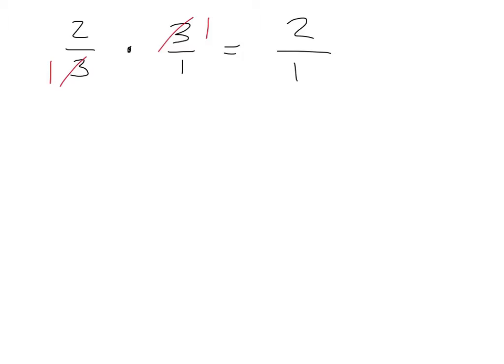And you know, it's not a wrong answer, but we can do what? Well, simplify, right? Anything over 1 is just itself. So 2 over 1 is really just 2, and you are done.